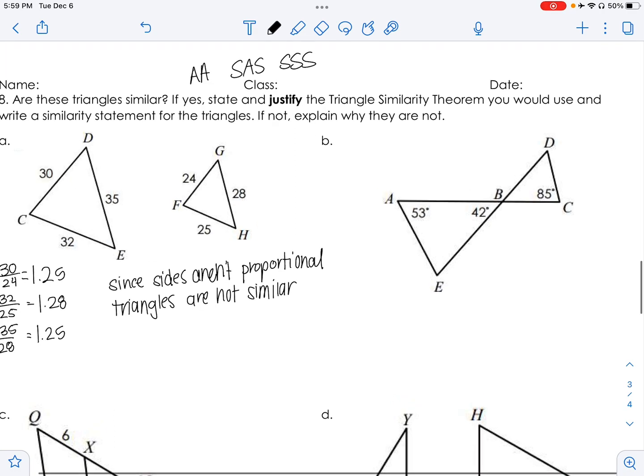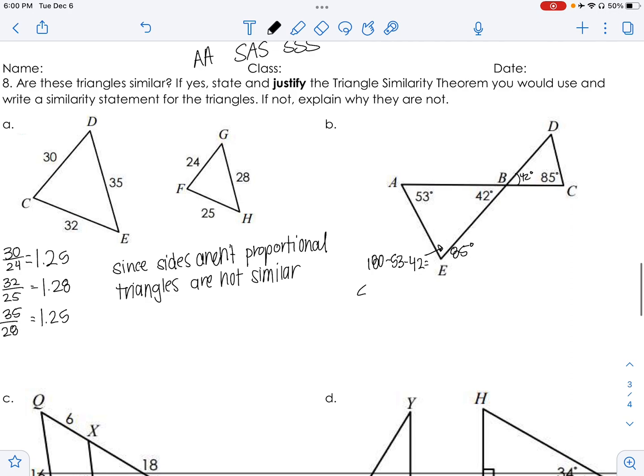Okay, part B. It tells us that angle A and angle C are 85 degrees. We also can see that angle DBC is 42 degrees because of vertical angles. Sorry, one's 53 degrees, one's 85. So we need to use the 180 triangle sum rule to find angle E, or you can find angle D, but that should give you the 85 degrees.